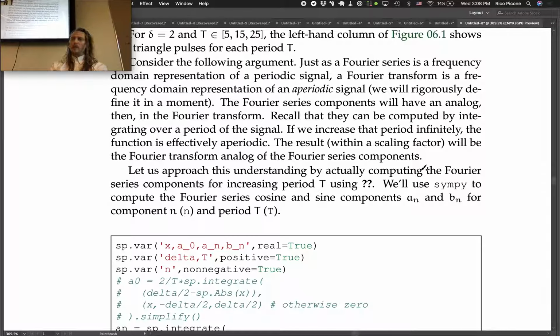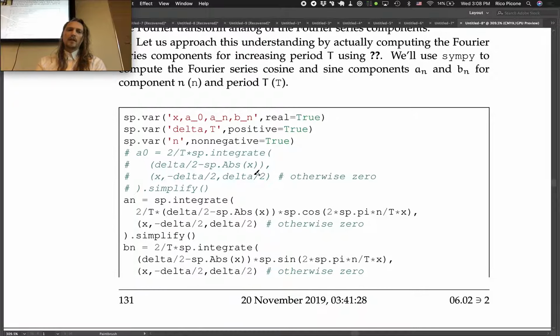The result, within a scaling factor, will be the Fourier transform analog of the Fourier series components. Let's approach this understanding by actually computing the Fourier series components for increasing period T, using the equation above that we already used for computing those. We'll use SymPy to compute the Fourier series cosine and sine components a_n and b_n for components n and period T.